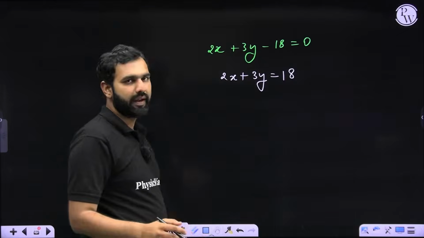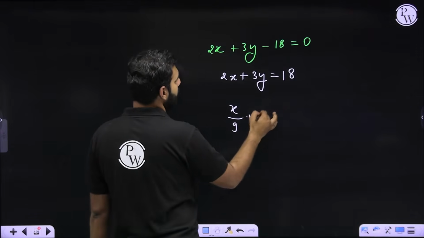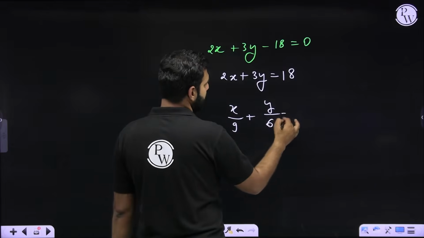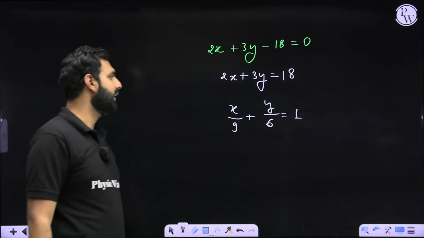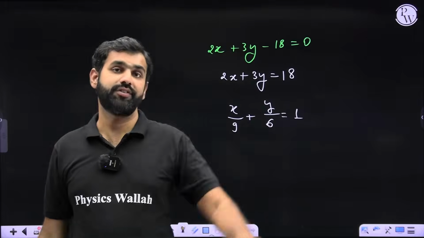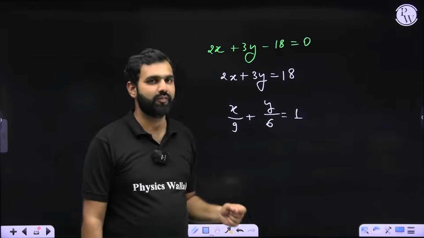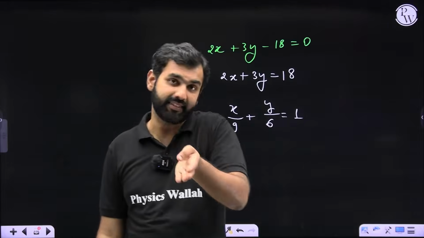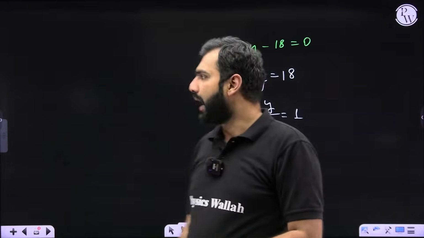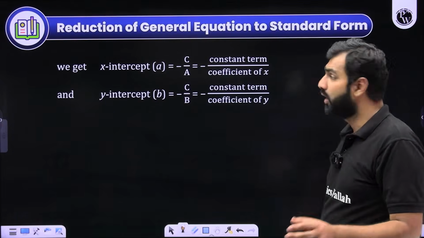Divide both the sides by 18. What do I get? x by, 2 by 18 is 9. 3 by 18 is 6, and 18 by 18 is 1. So this is x by 9 plus y by 6 is equal to 1. And I hope you can see this is the conversion of standard form to intercept form. So this line will be making intercepts of (9, 0) and (0, 6) on the x-axis and y-axis respectively. I hope you see how simple and straightforward these are. You need not memorize or mug up anything.